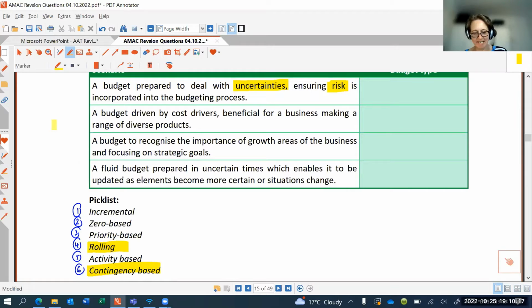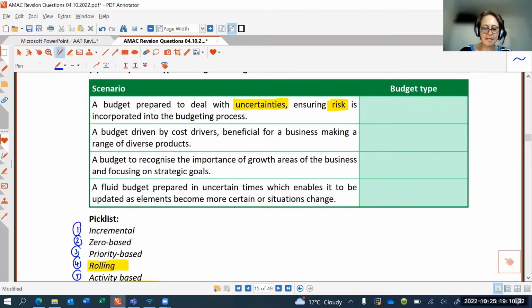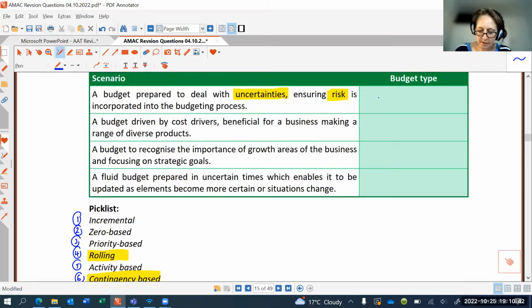So if you selected number 6, well done. And if you did select number 4, I can quite see why, because rolling budgets certainly do help us deal with uncertainties because we're constantly revising them. But what you will see is as we look through some of the other scenarios that a rolling budget is better described with one of the others. So that's how I know that it's going to use contingency-based budgeting here. And then rolling budgets will come later.